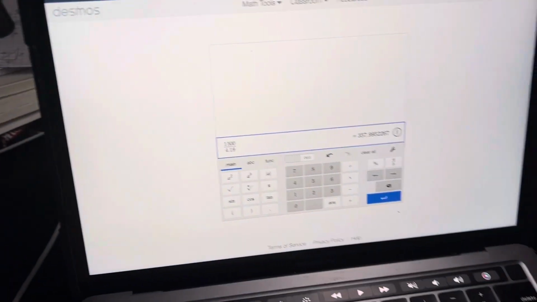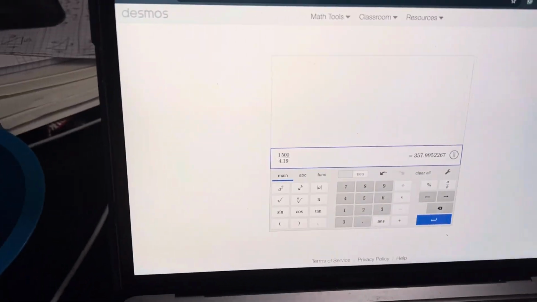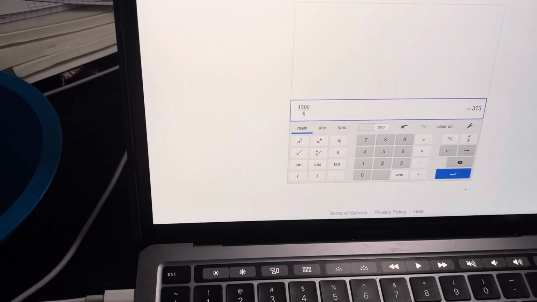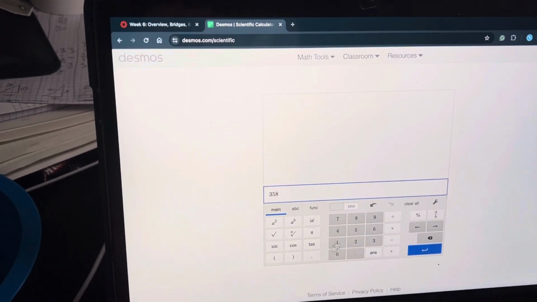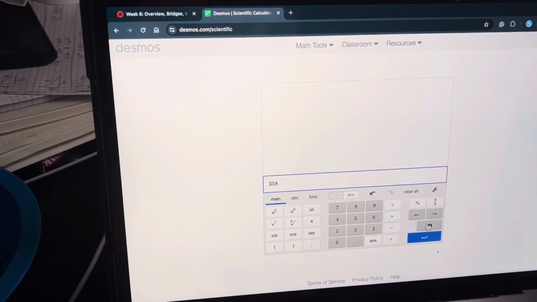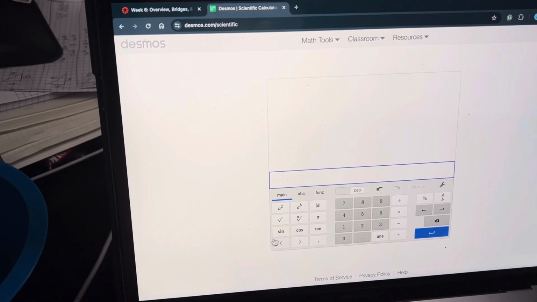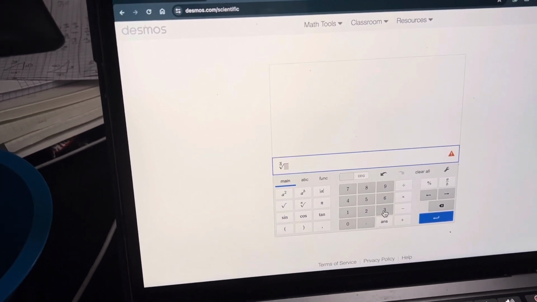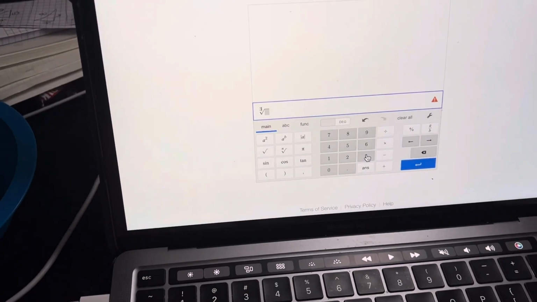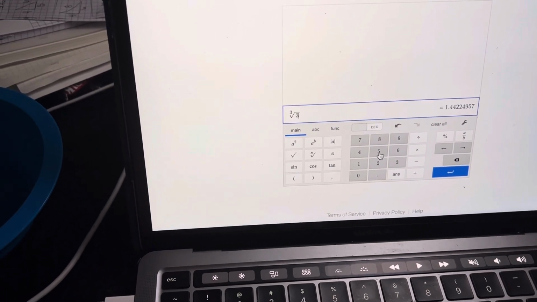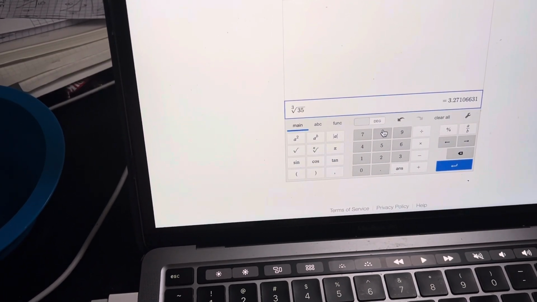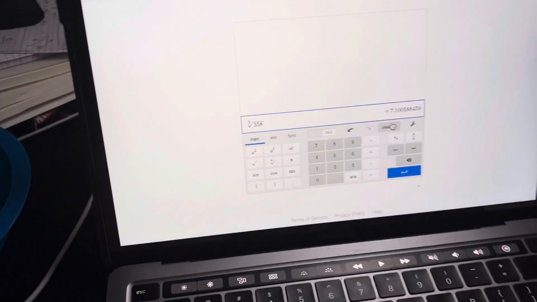Let me put that into the calculator to see if that's right, to see what we get. Okay, so it would be, oops, I guess I should have put the 3 first. So the cube root of 358, and that gives me 7.1.